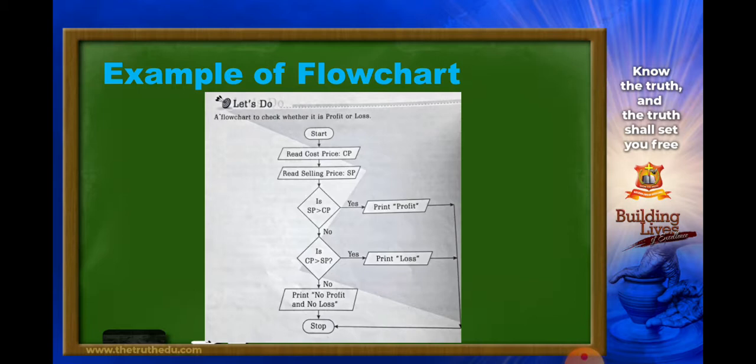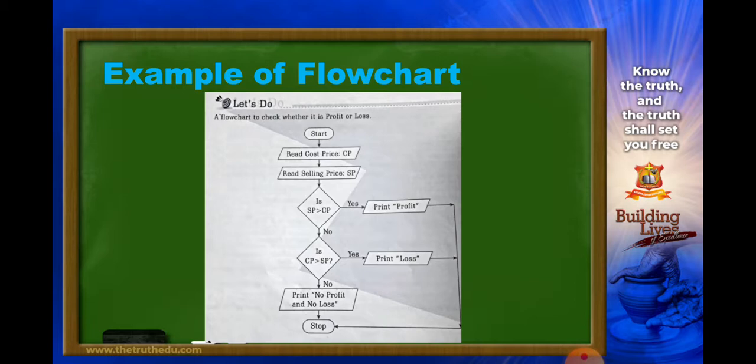First thing we do is we click on the start button, and next we will read the cost price. Here we are trying to find the cost price. What is the cost price? Cost price is the one which the person pays for the product to the one from whom he is buying it, and selling price is the one which he sells to the customer. So read the cost price as CP, read the selling price as SP.